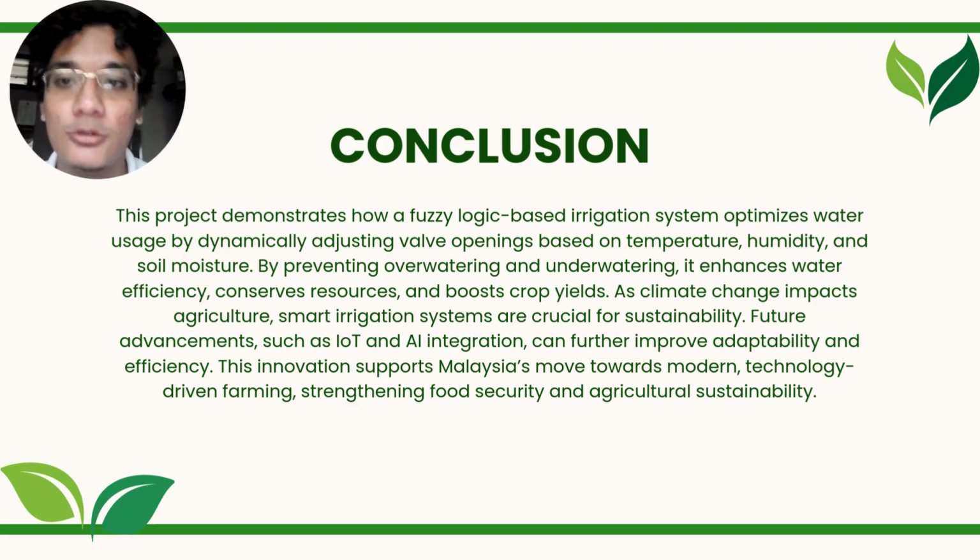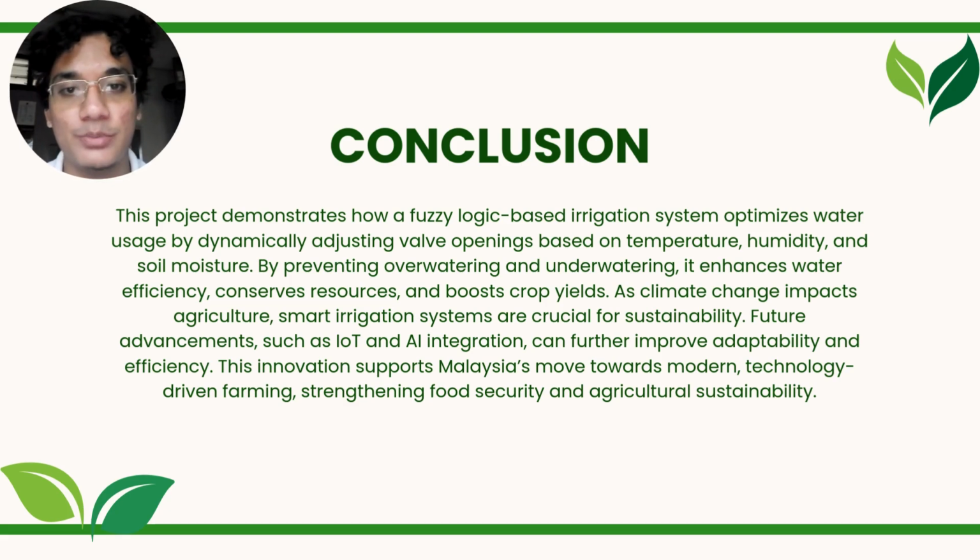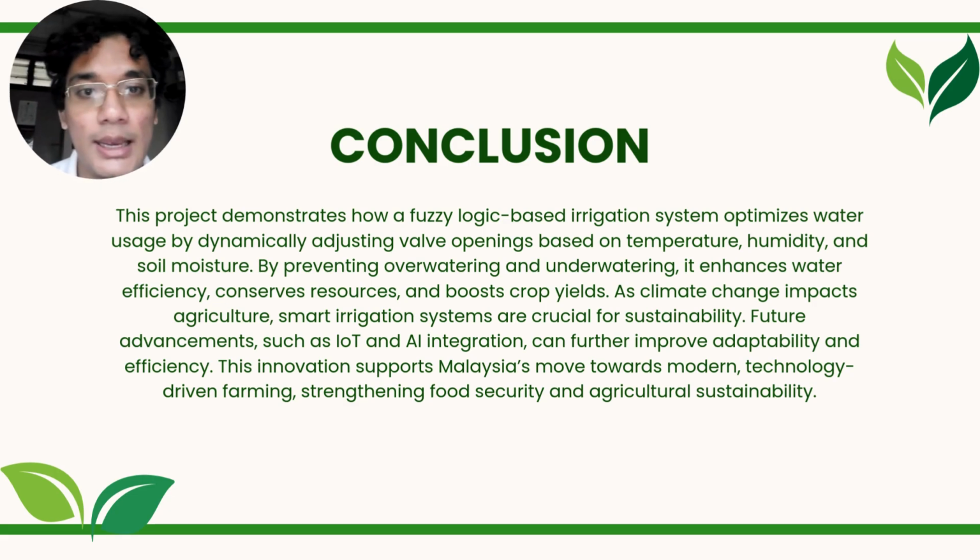In conclusion, this project demonstrates how a fuzzy logic-based irrigation system optimizes water usage by dynamically adjusting the valve opening based on temperature, humidity, and soil moisture. By preventing overwatering and underwatering, it enhances water efficiency, saves costs and resources, and boosts crop yields. As climate change impacts agriculture, smart irrigation systems are crucial for sustainability.